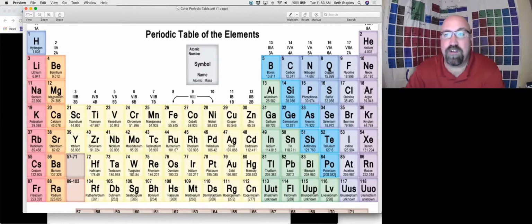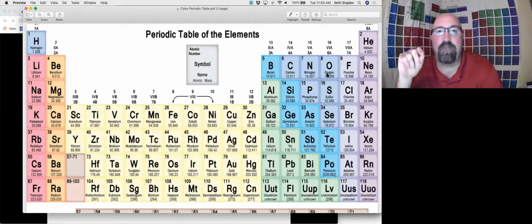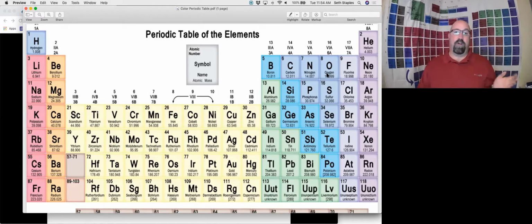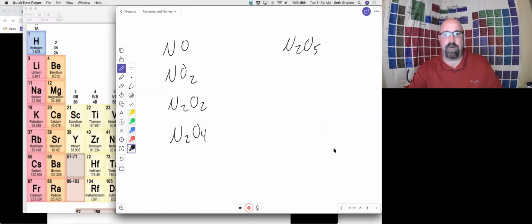With nitrogen and oxygen, when things are coming together covalently to form a compound, there are a lot more options for how they're going to come together. Nitrogen and oxygen could come together as NO, NO2, N2O2, N2O4, N2O5, and so on. There are multiple ways they could come together in order to form compounds.